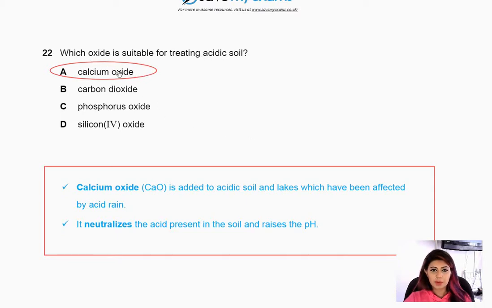It's one of the requirements, you need to know about this, so remember. In the syllabus it says, what is required to treat acidic soil? You need to remember, it's calcium oxide. Remember that, it says here.